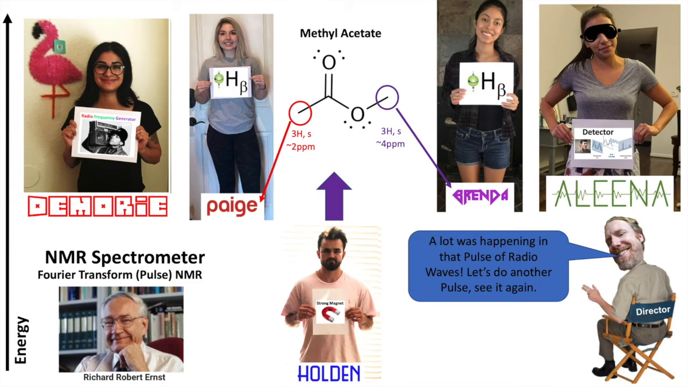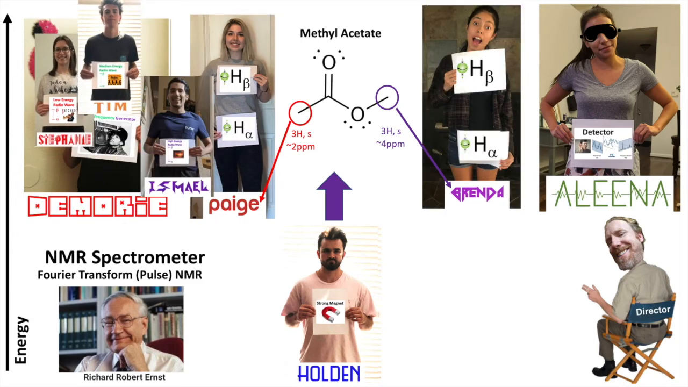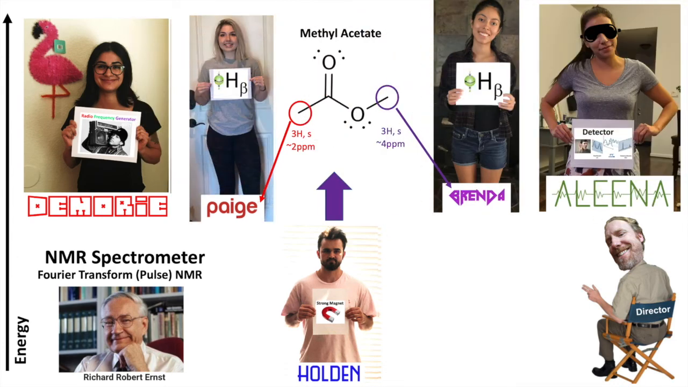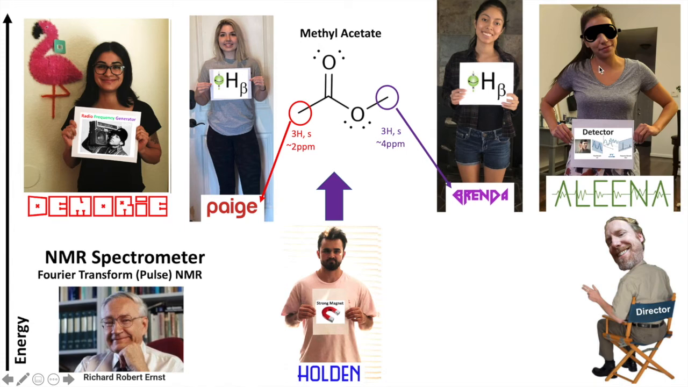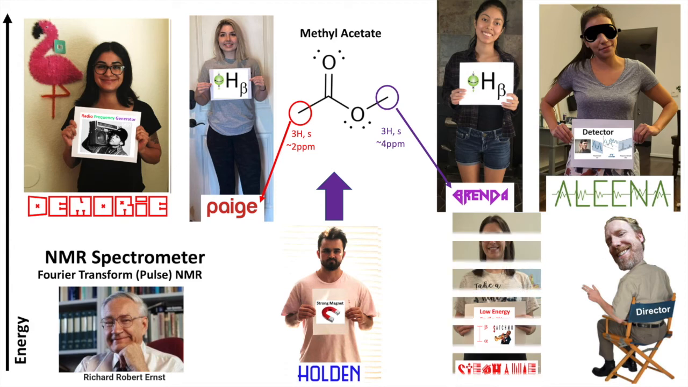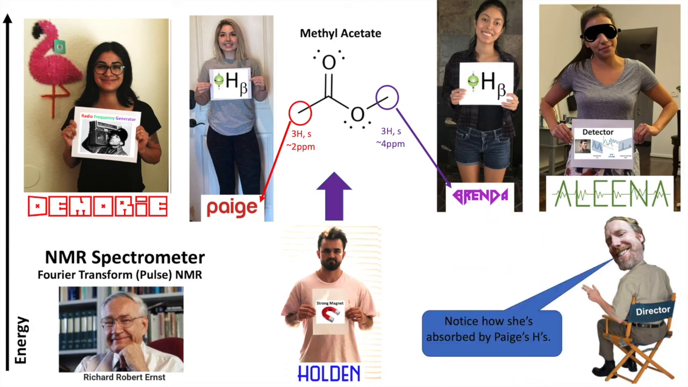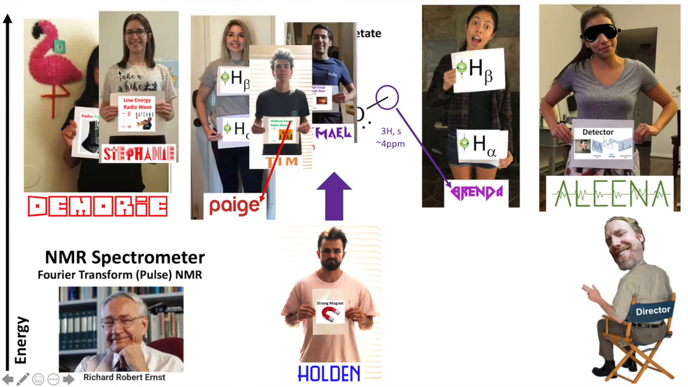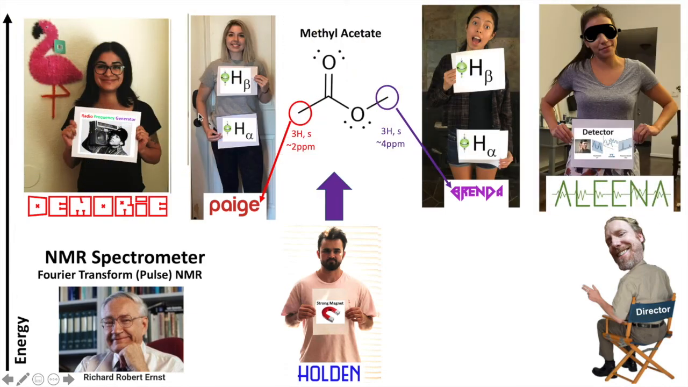Let's do another pulse, see it again. Okay, so watch carefully. There we go. And they both get excited. Do you notice that the one radio wave that was not absorbed, Alina didn't detect it? Okay, let's do another pulse, and this time focus on the low energy radio wave, Stephanie. Notice how she's absorbed by Paige. She gets absorbed by Paige, yep. Good.